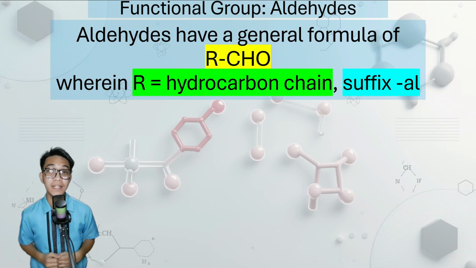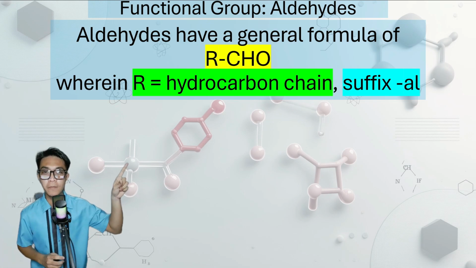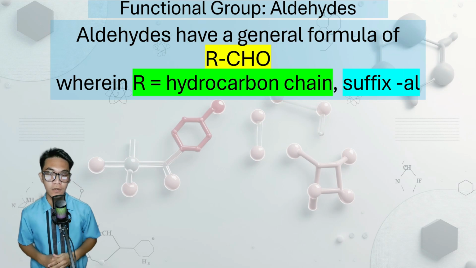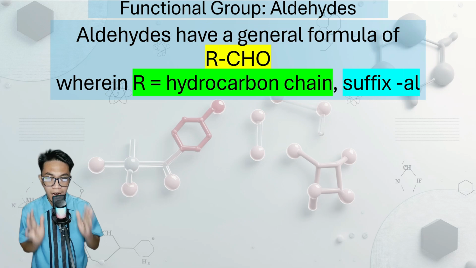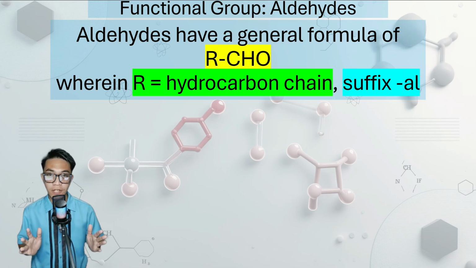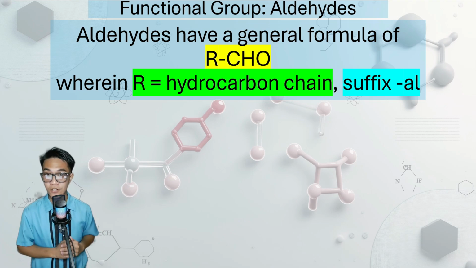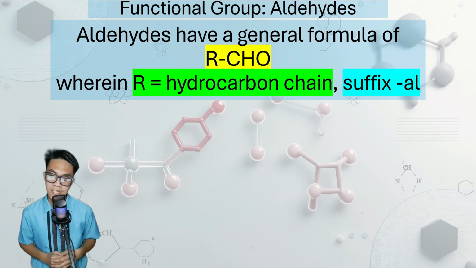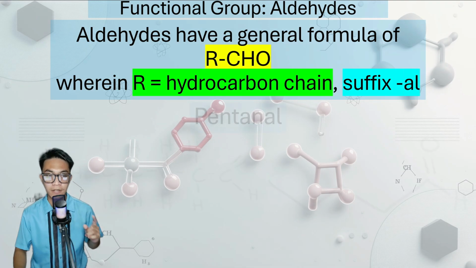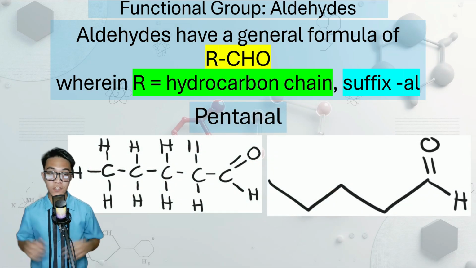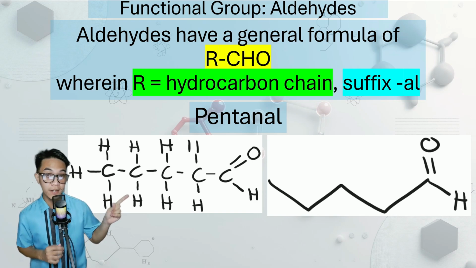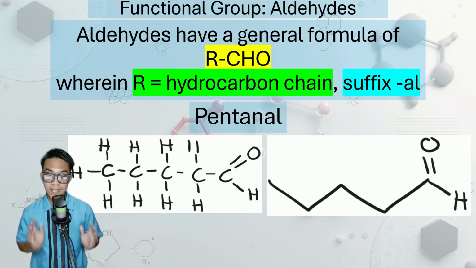Aldehyde is a functional group in organic chemistry that has a general formula of R-CHO, wherein the letter R represents the chain of hydrocarbons, and aldehydes contain the suffix -al. Aldehydes have a carbonyl group that is attached to a hydrogen. So if ever in organic chemistry you see a group with this structure, then that's automatically an aldehyde. Let's have an example to show you what I mean. This specific aldehyde is called pentanal, and I have here both the graphical and the skeletal structure for this aldehyde.